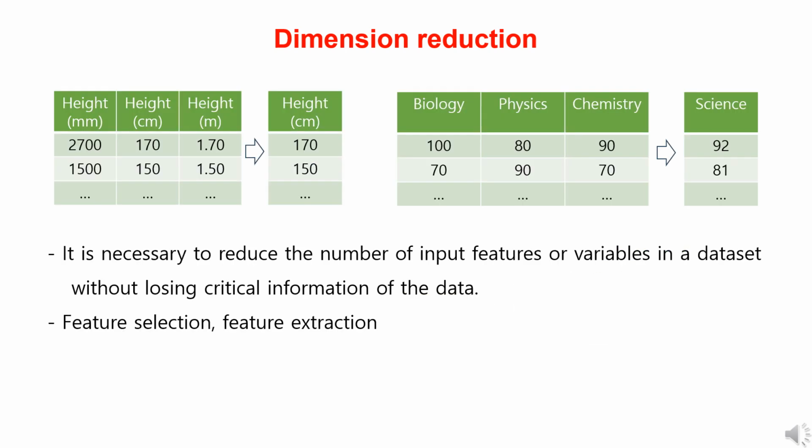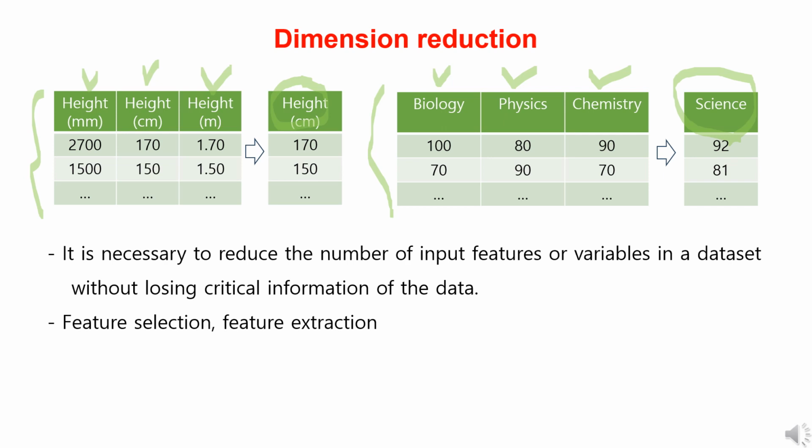For example, let's suppose that we have data representing physical body characteristics, and it includes information about height in 3 different units: millimeters, centimeters, and meters. Using only one unit, such as centimeters, would provide the same information. However, it would triple the amount of data. Furthermore, this table shows the scores of biology, physics, and chemistry. Instead of representing scores in these subjects separately, summarizing them into a single subject called science can help with data analysis and result interpretation while maintaining the characteristics of the data.